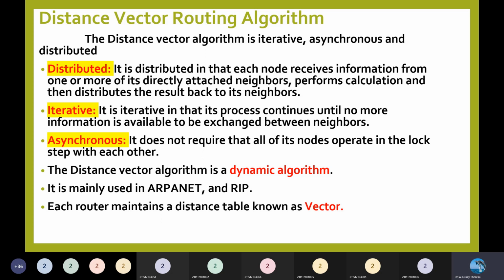At the same time, this distance vector algorithm is a dynamic algorithm. It changes at runtime as the topology changes. It is not static. It is mainly used in ARPANET, and distance vector routing is also implemented in another routing protocol called Routing Information Protocol, or RIP. Each and every node has its own table known as the distance vector table. So that is what is represented in the last point. So this is something about the distance vector routing algorithm.